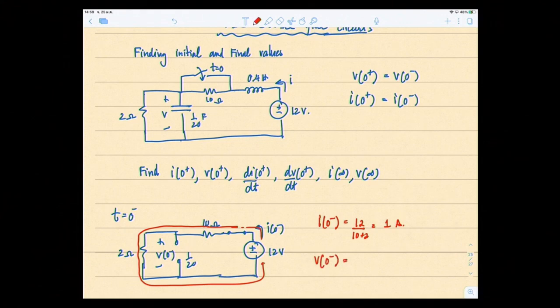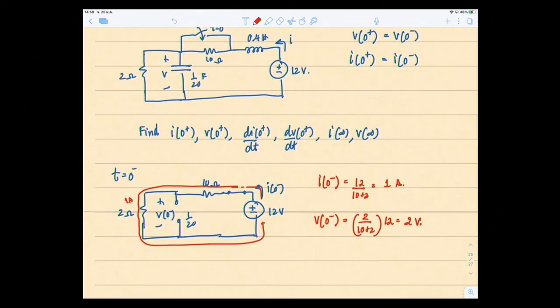What about v at 0 minus? You know your current I is 1 amp going through here. V is the voltage drop across the capacitor, which in this picture is also the voltage drop across the 2 ohms. So V equals IR: 1 amp times 2 is 2 volt. If you're more sophisticated, you can use the voltage divider: 2 over 10 plus 2 times 12, which equals 2 volt. So you get these values.